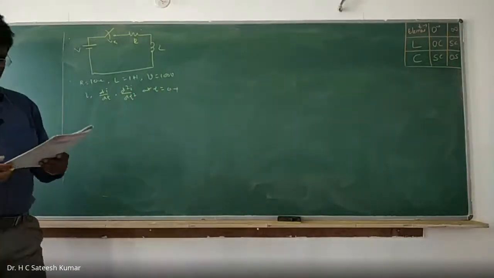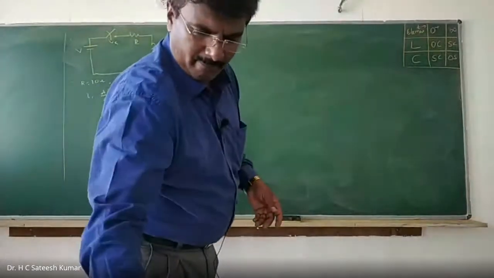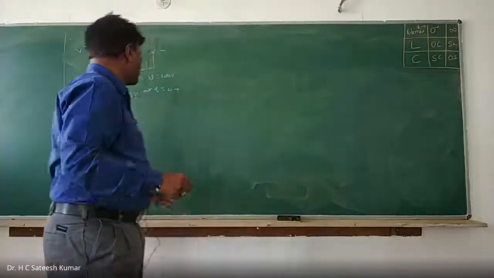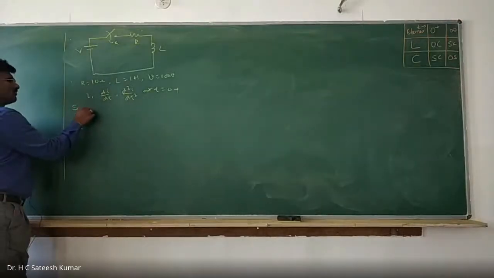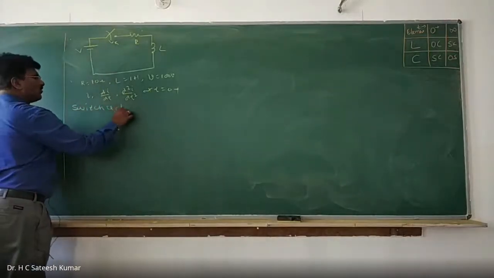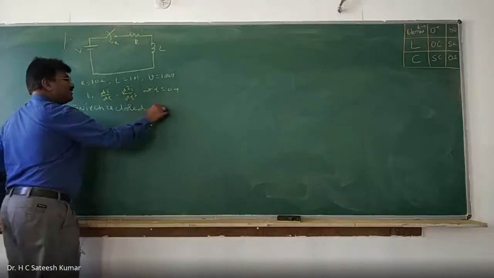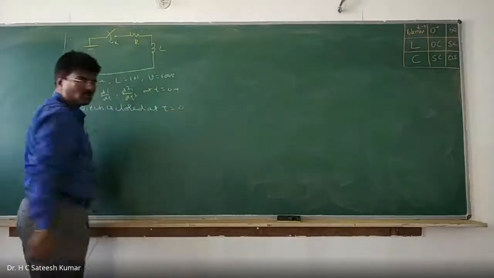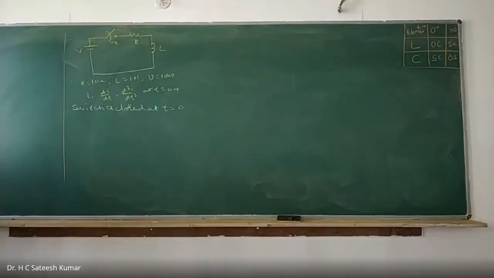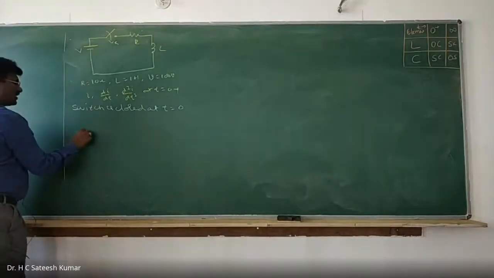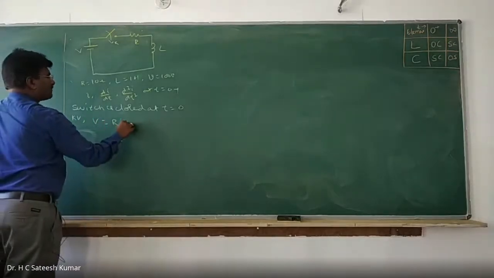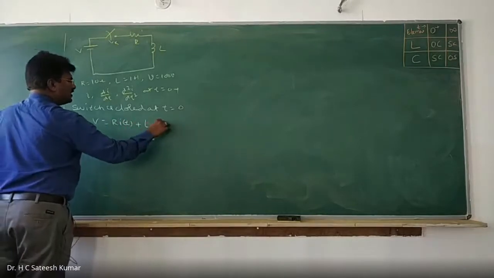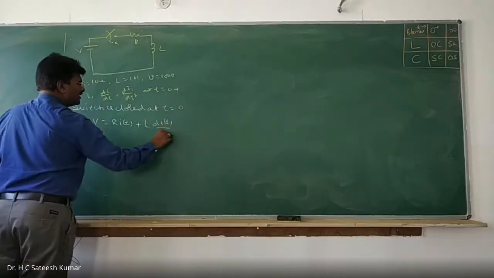So once again, it is a very simple question. Okay, right. Now, switch is closed at t is equal to 0, same method. When the switch is closed at t is equal to 0, what is the equation? So we can write KVL, what do we get? V is equal to R into i of t plus L into di of t divided by dt. Call this equation number 1.